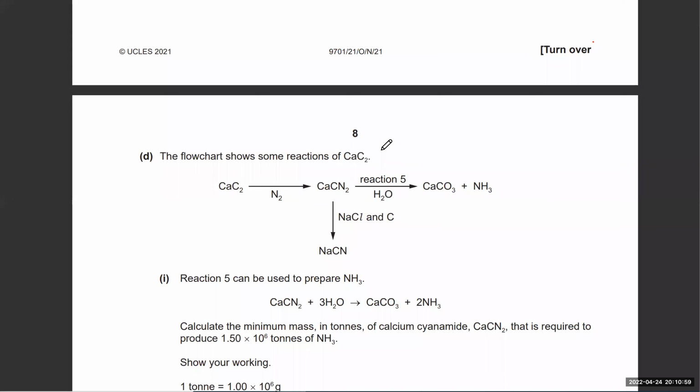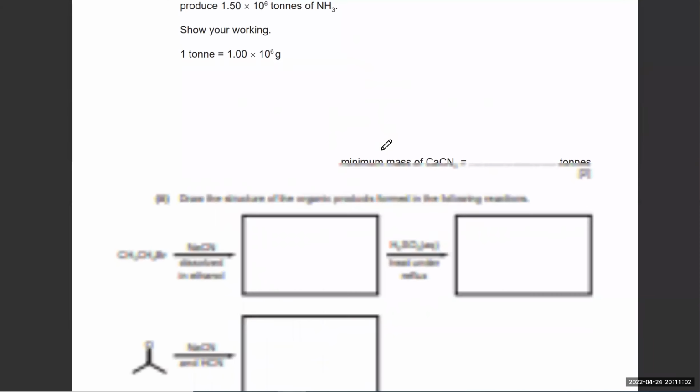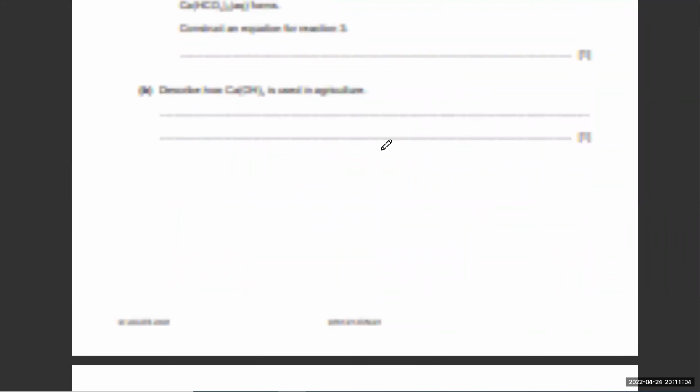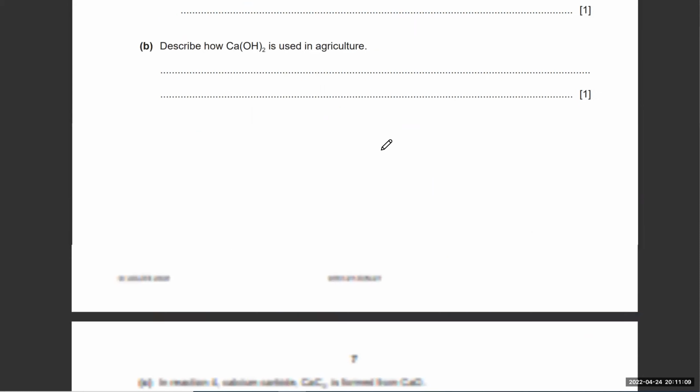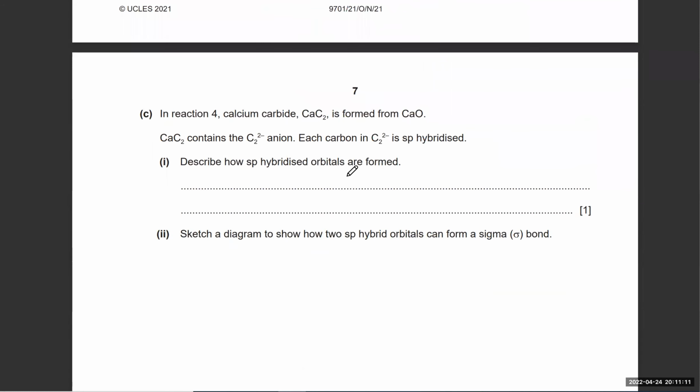Question 2, part C. So this is question number 2 part C. Question 2 part C states: describe how sp hybridized orbitals are formed. So it's the mixing of one s and one p orbital.